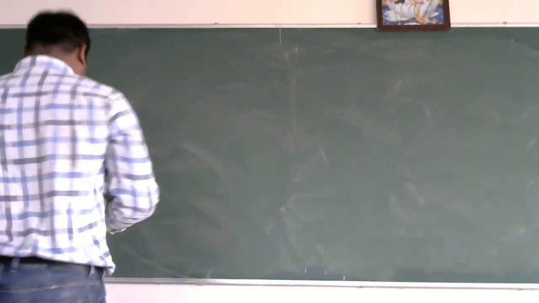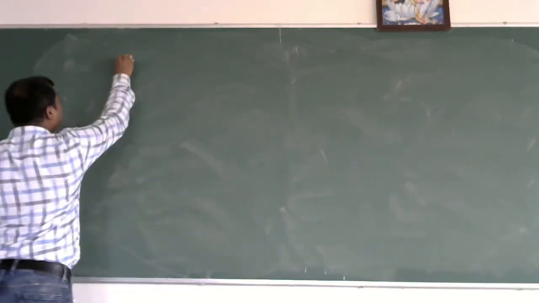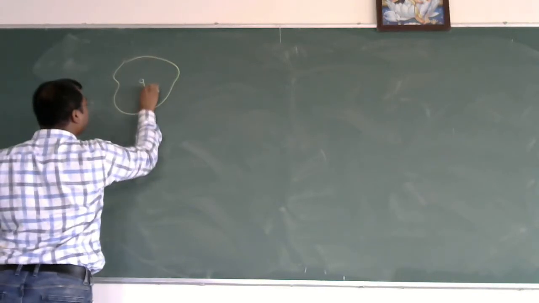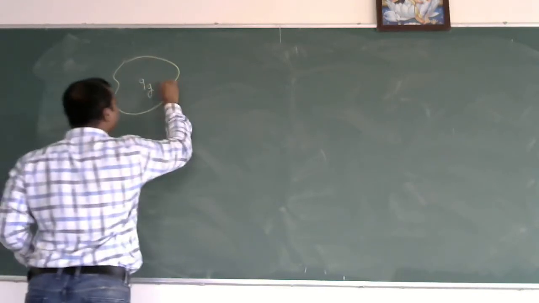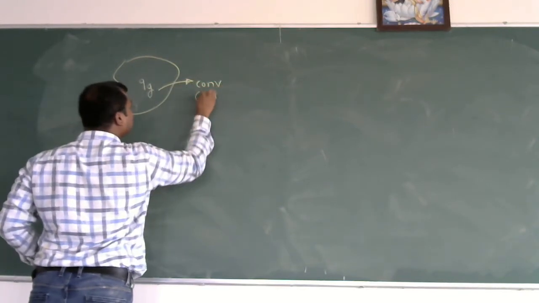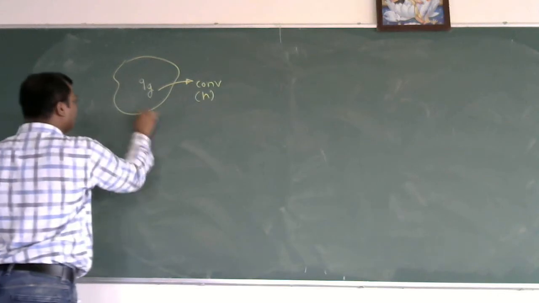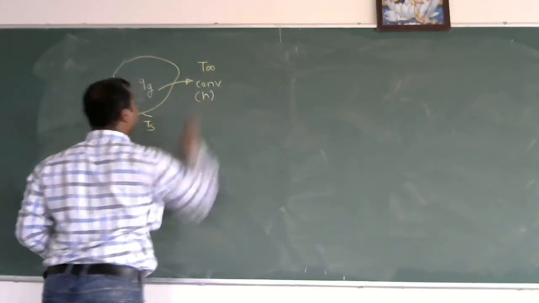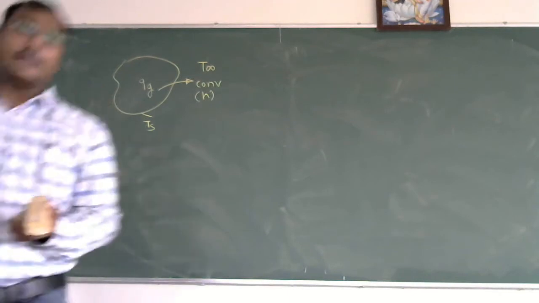Now let us consider a solid which is generating heat at a rate Qg, and it is giving this heat to the surrounding by convection heat transfer with the coefficient h. If this solid is at temperature Ts and the ambient temperature is T infinity, then you can apply the energy balance.